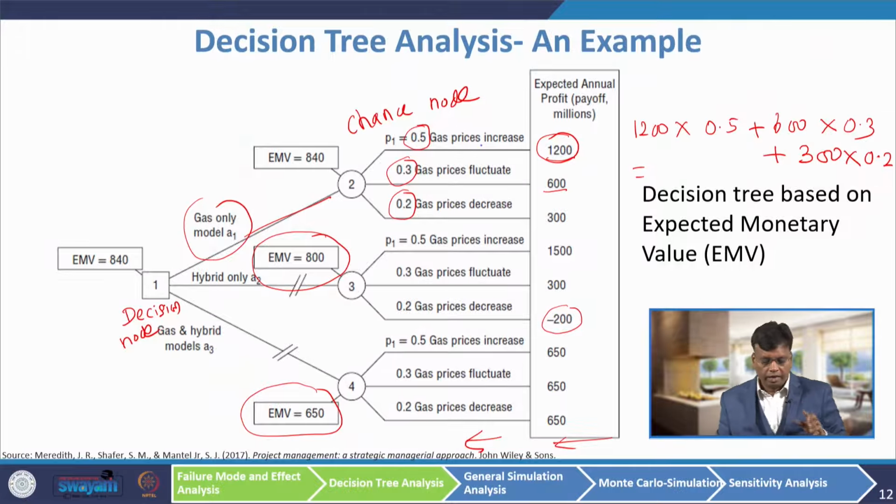What is the point here? The construction of the decision tree is done left to right, but the calculation of the decision tree is done right to left. Here, the square represents the decision node, the circle represents the chance nodes, and the probability for all the alternatives and the corresponding chance nodes will be the same. For example, 0.5, 0.3, 0.2. Here also 0.5, 0.3, 0.2. The third option also 0.5, 0.3 and 0.2. So, this we will explain in detail.